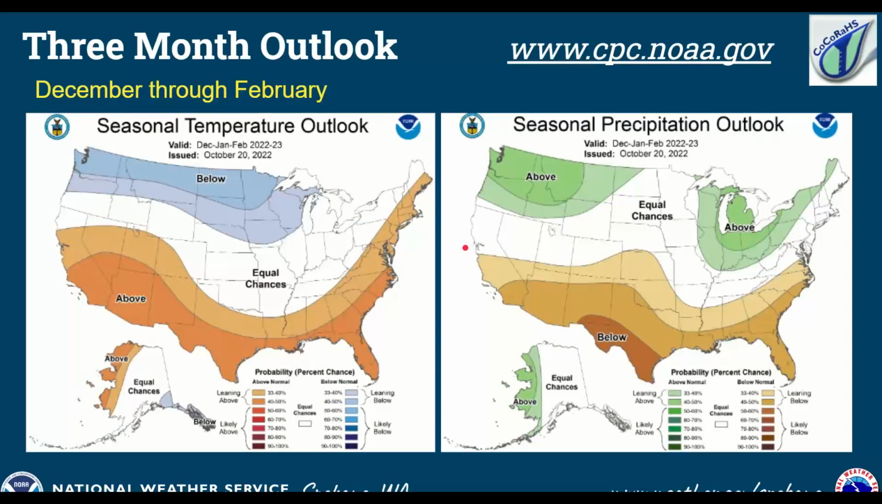Now, we don't have anything out for just December, but if we look at the season as a whole, December through February, we see that pattern looking very La Nina-like, with temperatures trending below normal across the entire region and even the northern tier states. And for precipitation, a really strong La Nina signal, with above normal precipitation across the entire region. And that goes from December, January, and February.